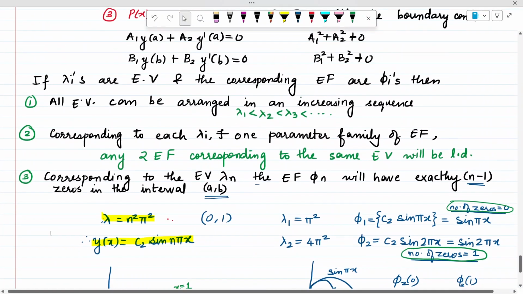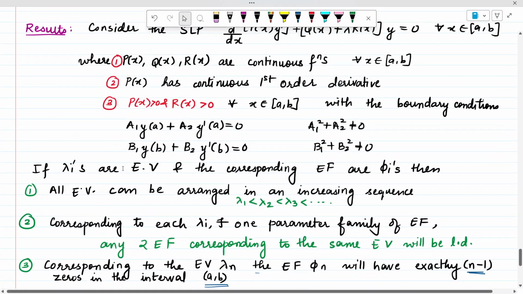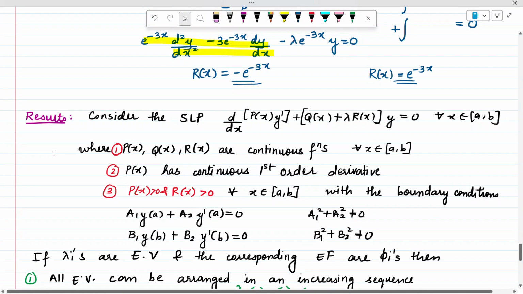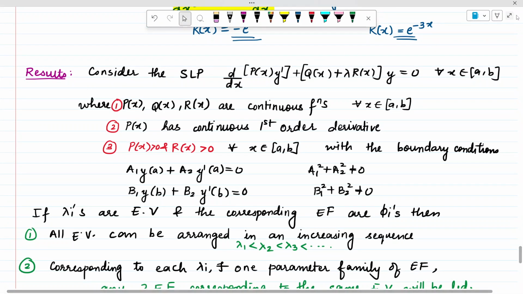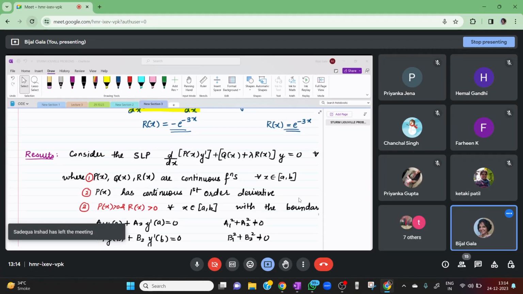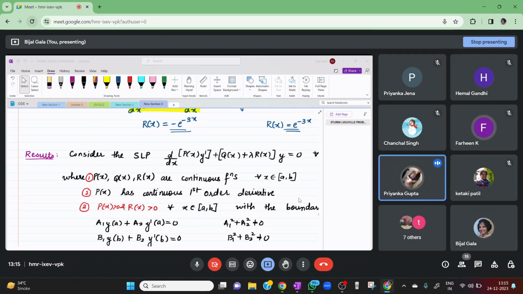Any difficulties in understanding the Sturm Liouville problem? Orthogonality, the weight function, how to convert the Bessel's equation into the Sturm Liouville, how to convert the Legendre's into the Sturm Liouville. Is everyone clear? Any doubts? आज का लेक्चर समझ में आया है सबको? Yes or no? Yes, ma'am.